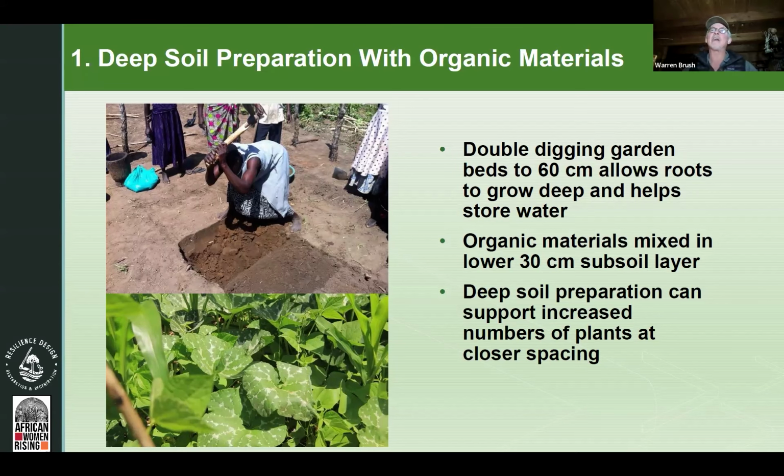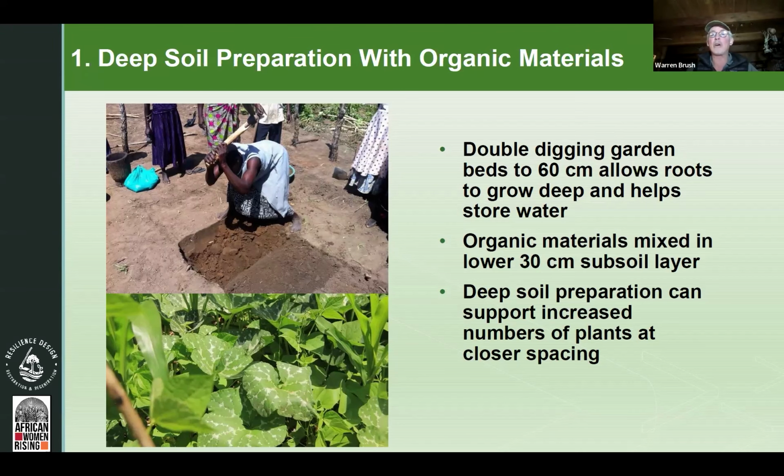But in the subsoil, you're actually integrating a lot of different organic materials. Like in some of the programs with African Women Rising, we're putting up to 15 different types of organic materials, everything from different types of manures, different types of leaves and grasses, bone meals, blood meals, all these different things are going into the subsoils.